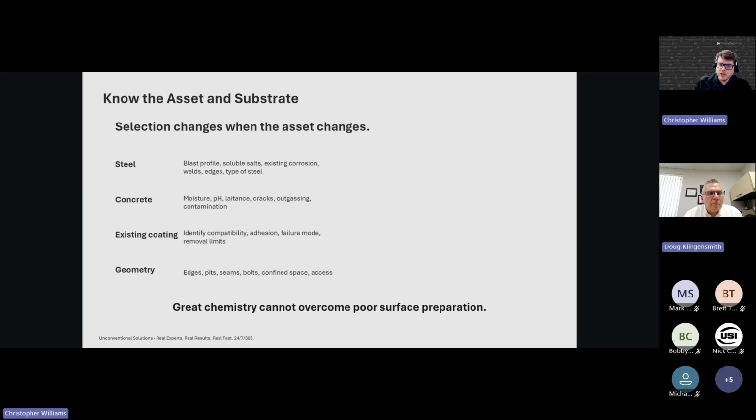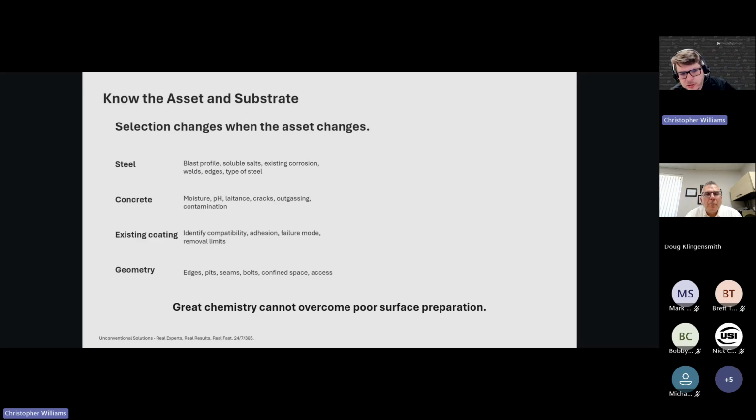We're talking about concrete. What kind of moisture is it typically sitting at? What pH is it sitting at? Does it have any cracks or outgassing contamination? You might even have to ask the question, is this built into a wall? Is it underground where it might be experiencing some hydrostatic pressure? There are solutions for all of these things, but it does go into providing the best outcome for your asset.